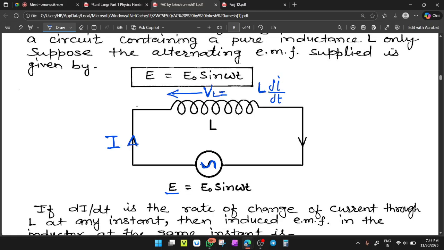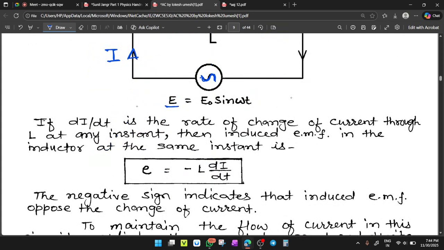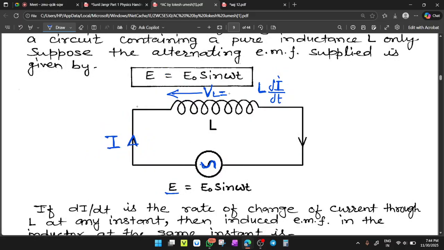So we have considered here I by capital notations. So the voltage developed here equals VL equals L di by dt. Fine. Yes. So the negative sign is only for the change in polarity, or you can say opposition against the current.